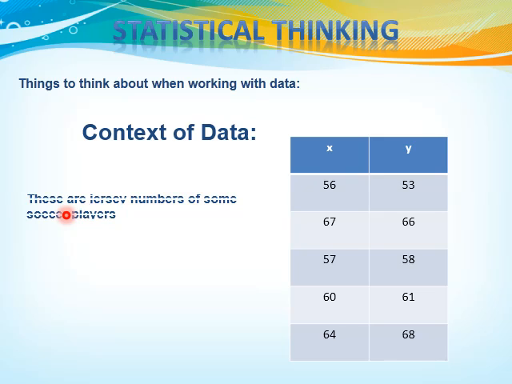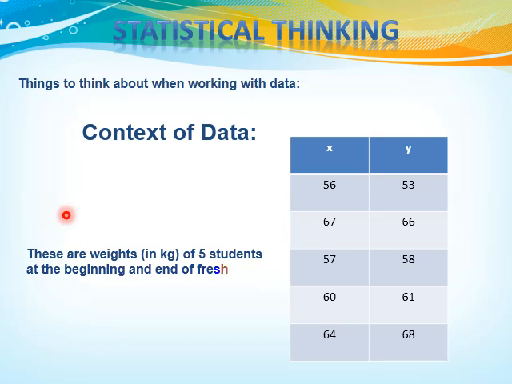However, now let's suppose I told you that instead these are the weights in kilograms of 5 students at the beginning and at the end of freshman year. So for the first person, they had a starting weight of 56, and at the end of freshman year, they had a weight of 53, and say we're talking about kilograms here. Well, then we could get some interesting stats out of this data, because we could see with this first person that they lost 3 pounds, the second person lost 1 pound, the third person gained a pound, the fourth person gained a pound, and the fifth person gained 4 pounds.